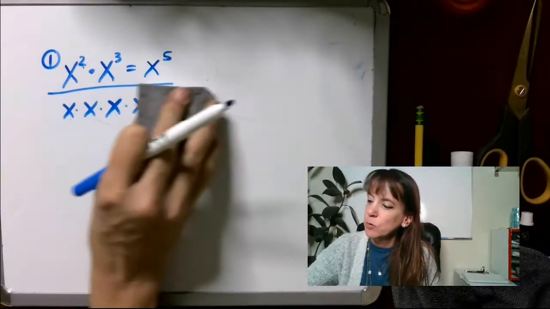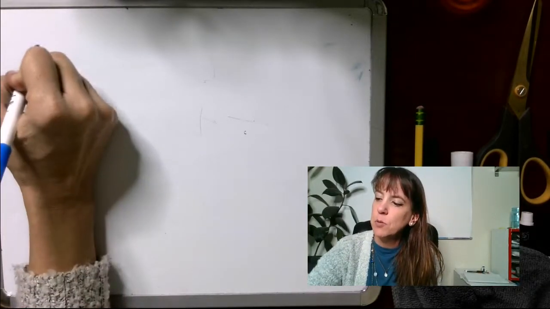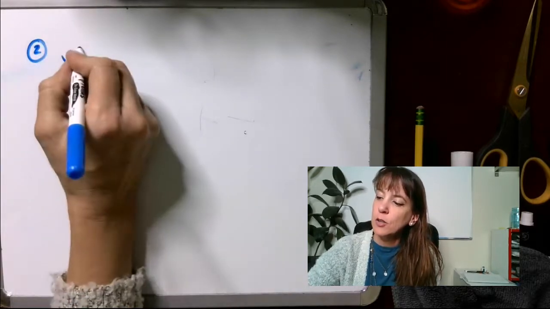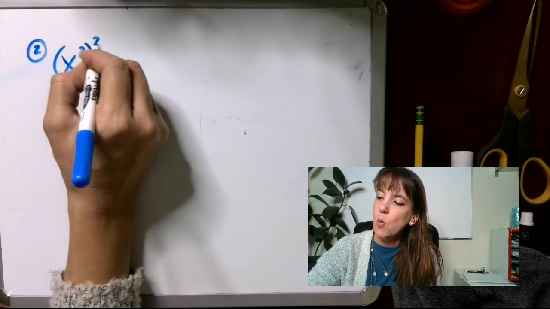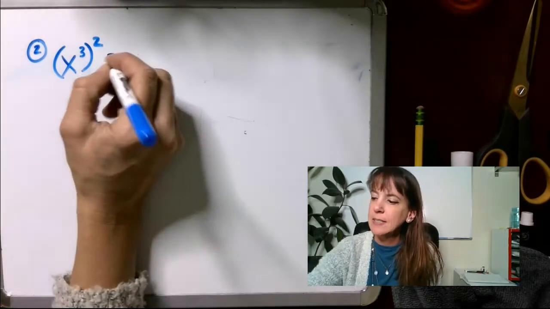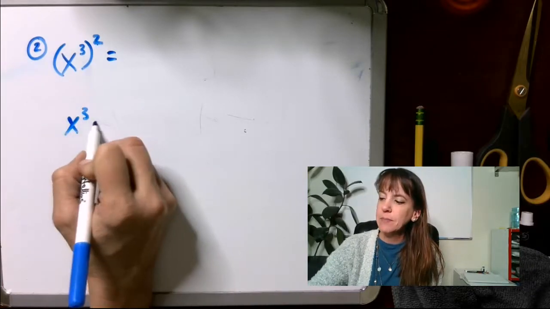Your second rule will look like this: x to the third power, squared. All right, I'm gonna do a little bit of side work just to show you what this rule is. X to the third, 2 times, right?